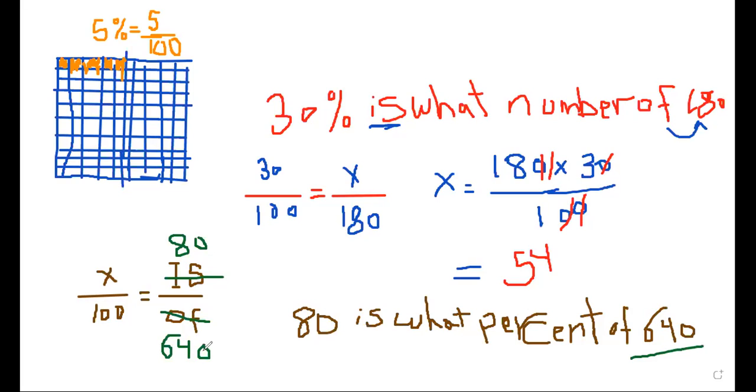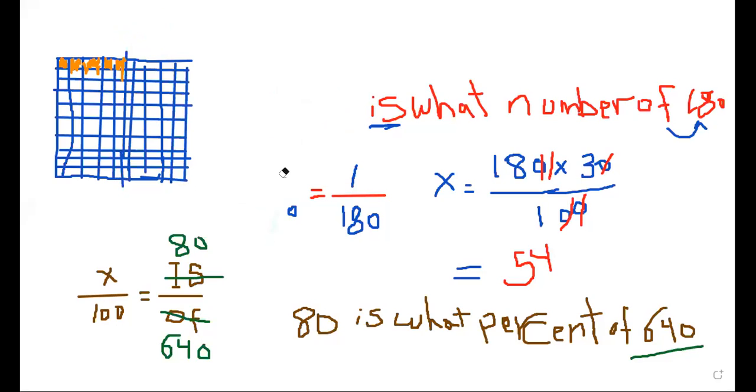For any question, if I want to calculate or deal with percent and we have what number: 30% is what number of 180, 80 is what percent of 640, what percent of 30 is 15. We can translate a question and use this formula, which is X over 100 equals is over of. Also, we studied in this chapter how we can change a percent from fraction into decimal.